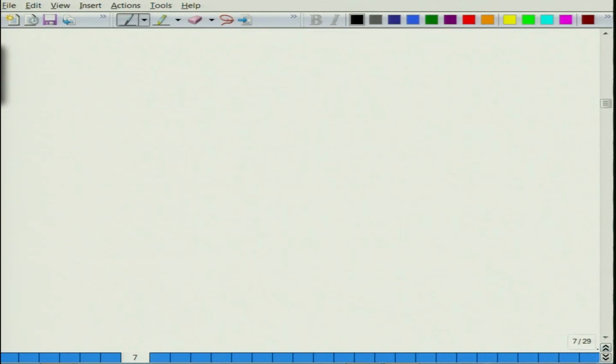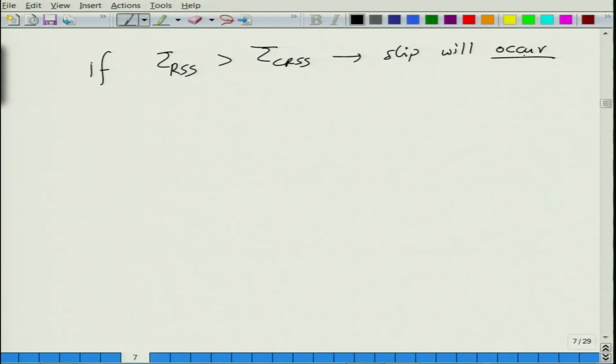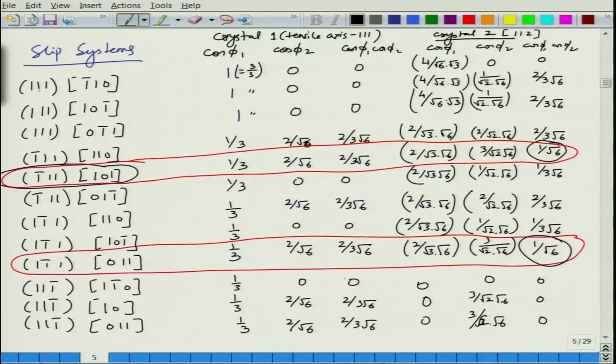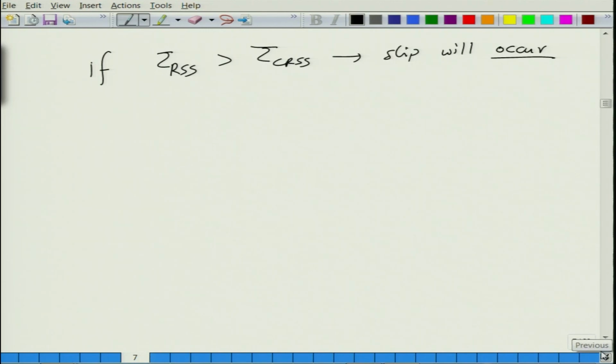However, if tau RSS was more than tau CRSS, then slip will occur. So, which means you need to increase the value of sigma for that to happen. So, what we have seen is basically a simple example of how one can calculate the resolved shear stress for a given orientation of crystal with respect to the kind of slip systems that are present in it. So, this is the calculation of resolved shear stress. Okay.